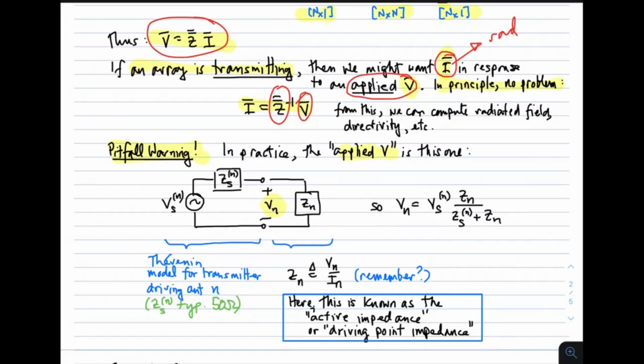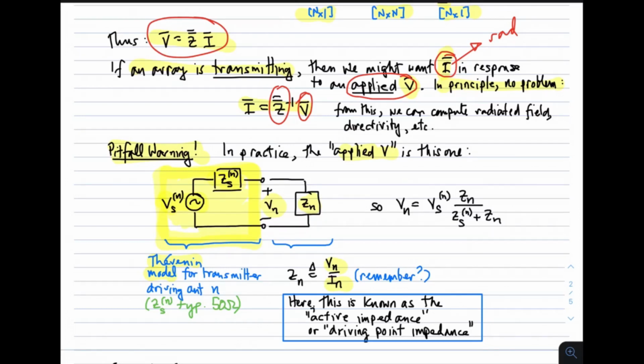Typically what you have is a transmitter. And the transmitter can probably be modeled as a Thevenin model, where we have a voltage source in series with its impedance. So in that case, then, we have this circuit, which is a thing that we can control, and it's driving one terminal on the antenna array, and the impedance that we see at that one terminal, Z sub n, which is always the voltage at that antenna terminal divided by the current at that antenna terminal.